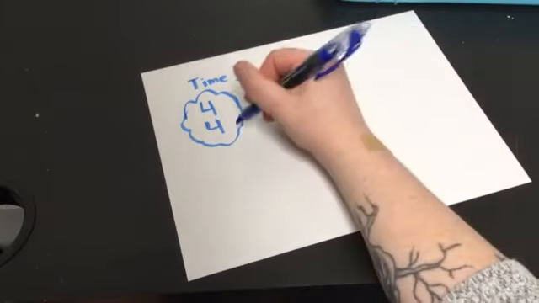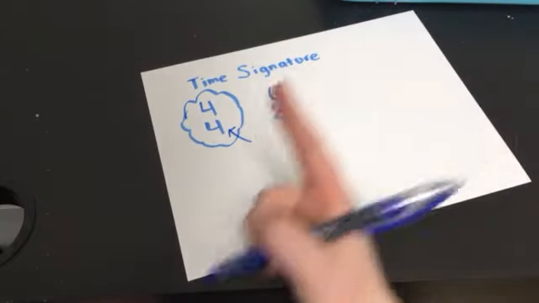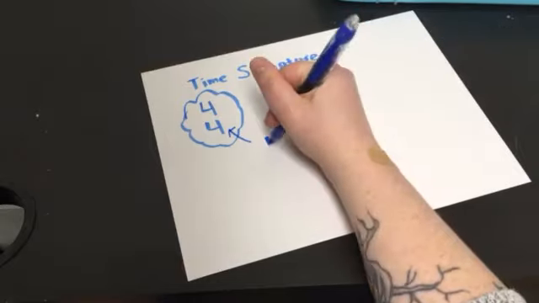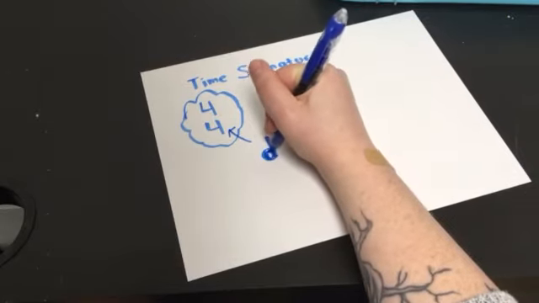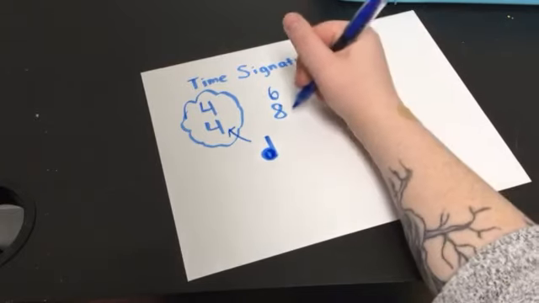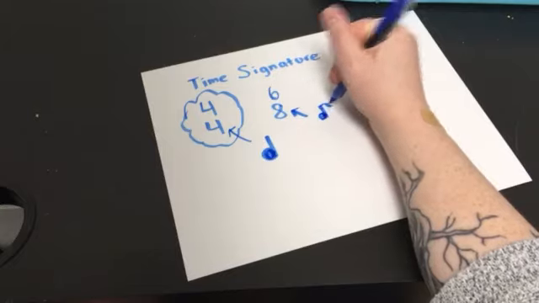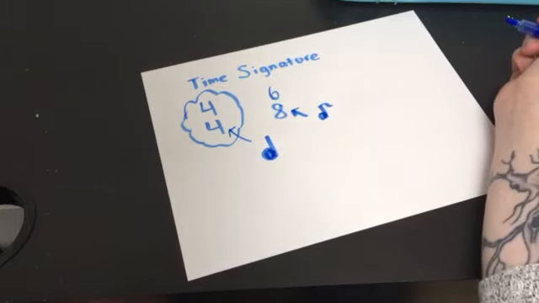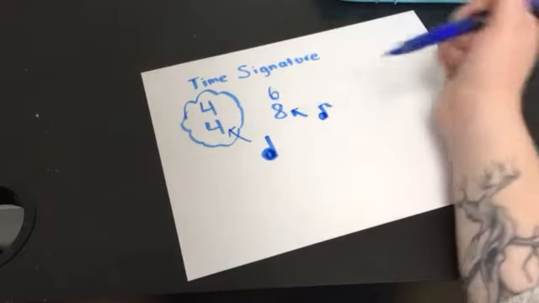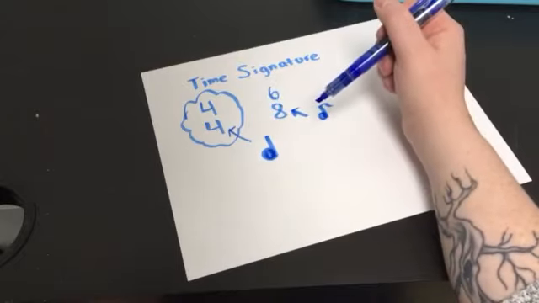Okay, so the bottom number represents the type of note that gets one beat. So in this case, when we have a 4 on the bottom, that means a quarter note, which is this guy, equals 1 beat. If it were an 8 on the bottom, that would mean that an 8th note, which is the one with the little flag, would equal 1 beat, and we'd have to count things differently. So we're not going to worry about that one today. We're going to worry about this one. So that's all that the bottom 4 means. Quarter note equals 1 beat.